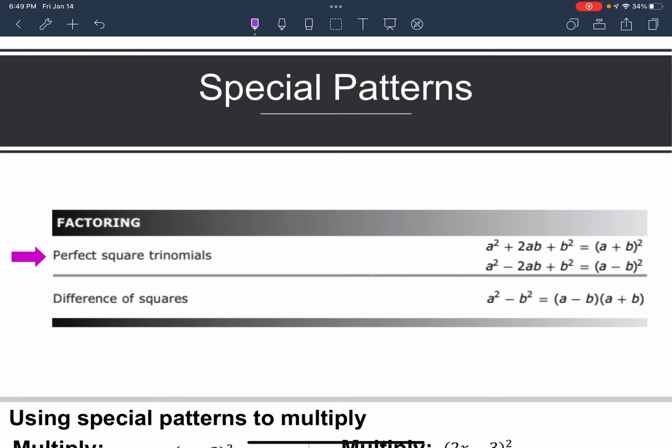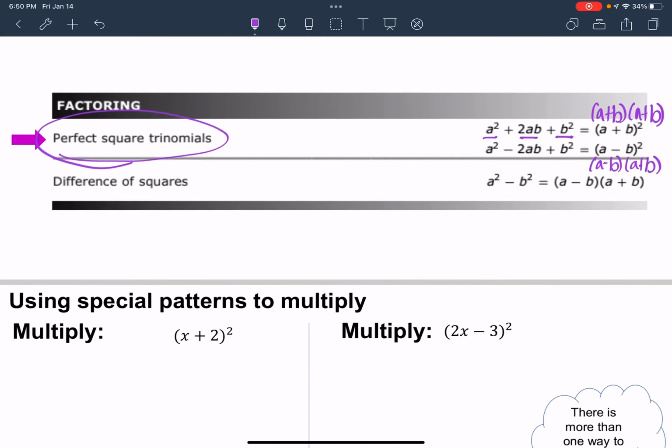So the first set of special patterns we have are what are called perfect square trinomials. This is what happens when you have a binomial multiplied by itself. So a plus b squared is like a plus b times a plus b. What happens is it follows a pattern where the terms will be a squared plus 2ab plus b squared. There's a similar pattern when you have a minus b squared, which is the same thing as a minus b times a minus b. So let's look at some examples.